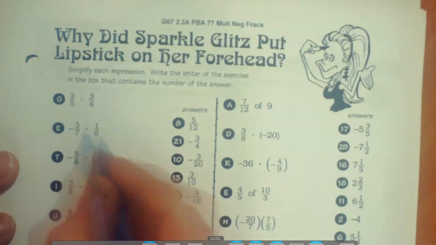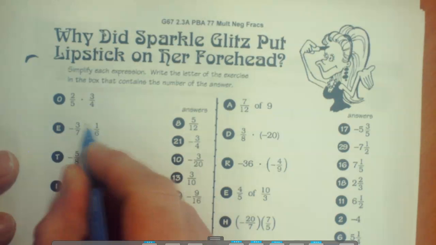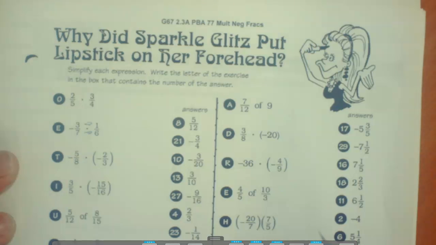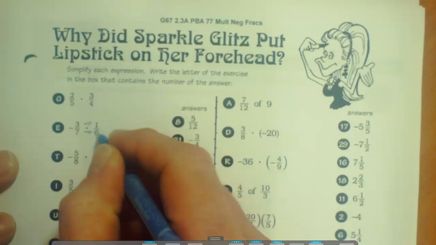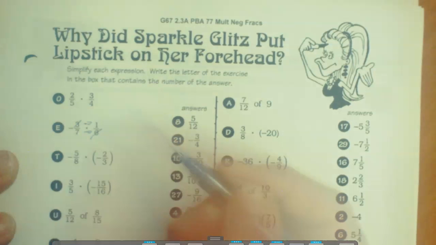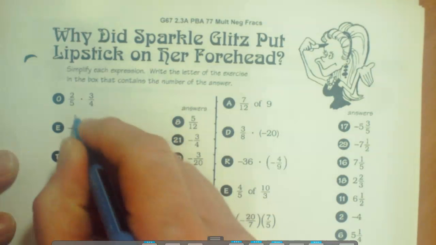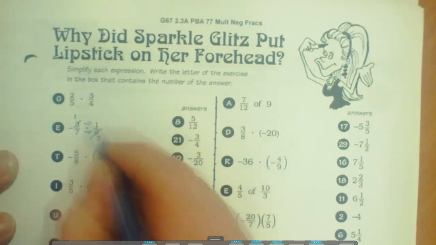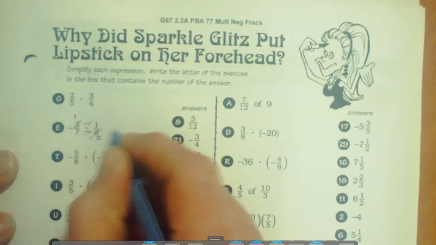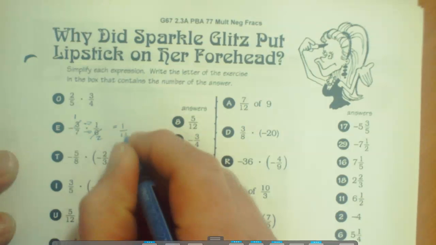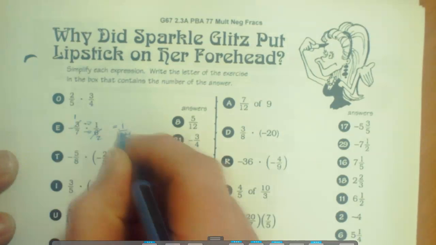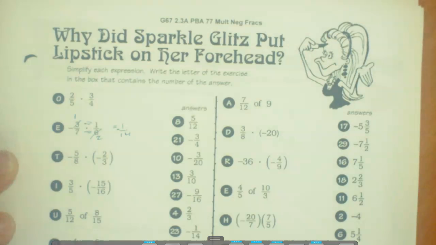When you multiply negative fractions, you can just multiply straight across, but I always try to reduce diagonally first to make my answer in simplest form. I'm going to divide by 3 on both of these. 3 divided by 3 is 1. 6 divided by 3 is 2. So now when I multiply across, 1 times 1 is 1. 7 times 2 is 14. You have a negative times a positive, so this is a negative 1/14.